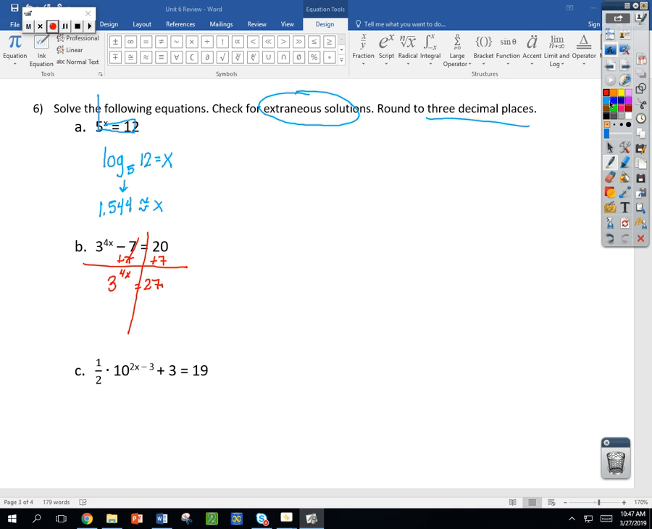Okay, and my next step, now that the exponential part is by itself, is to do the inverse and rewrite. So I get log base 3 of 27 equals 4x. I can type this in my calculator, or I can know that 3 to the third power is 27, so the answer is 3. I'm trying to get x by itself still, so I should divide both sides by 4, and x is equal to 4 over 3.